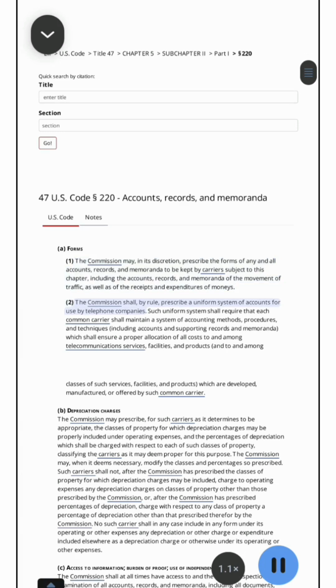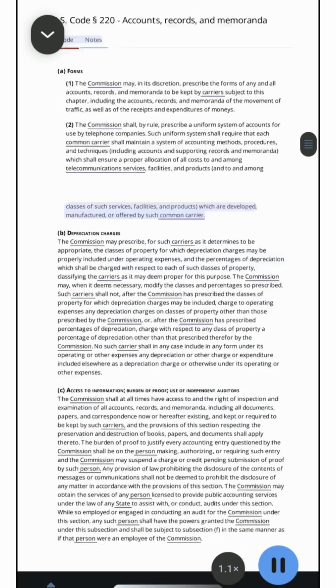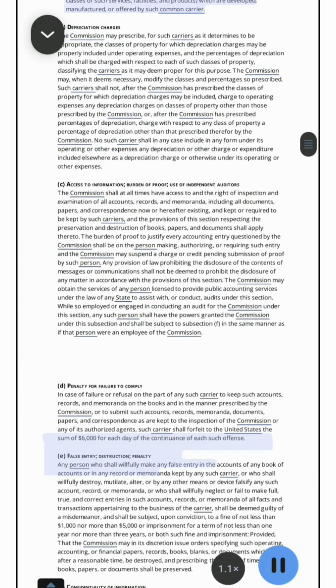(2) The Commission shall, by rule, prescribe a uniform system of accounts for use by telephone companies. Such uniform system shall require that each common carrier shall maintain a system of accounting methods, procedures, and techniques, including accounts and supporting records and memoranda, which shall ensure a proper allocation of all costs to and among telecommunications services, facilities, and products, and to and among classes of such services, facilities, and products which are developed, manufactured, or offered by such common carrier.